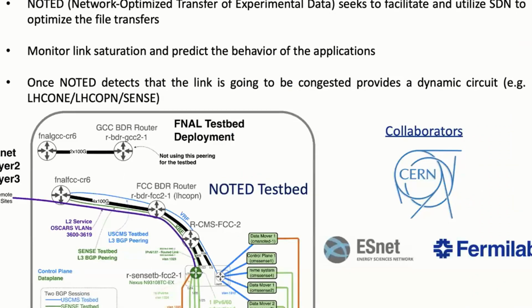Another test bed that we have is the NOTED test bed, which is similar to SENSE, but both are complementing each other. NOTED is basically led by CERN. CERN developed this NOTED architecture. It's basically the network optimized transfer of experimental data. It will monitor the bandwidth and the link, and whenever a link is going to be congested, it will shift the path from one path to another. So that's basically the main concept of NOTED.